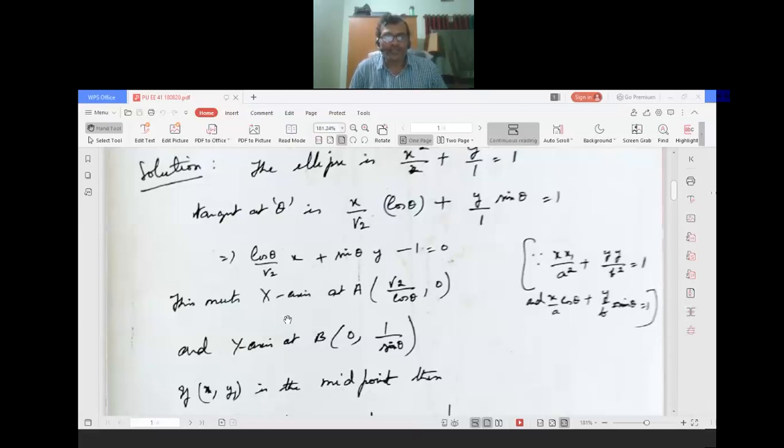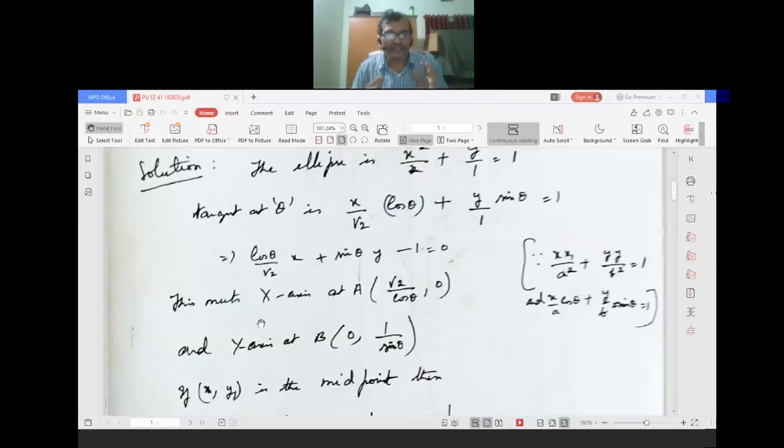Now we want the x-intercept and the y-intercept. That means we have to find where it meets the x-axis and where it meets the y-axis. So this will be the x-intercept, and this will be the y-intercept. To find the point on the x-axis, you have to put y equals 0. When I put y equals 0, I can find x. It will be root 2 by cos theta. So the point on the x-axis is root 2 by cos theta comma 0. And for any point on the y-axis, the x coordinate is 0, so I get 1 by sin theta. So 0 comma 1 by sin theta.